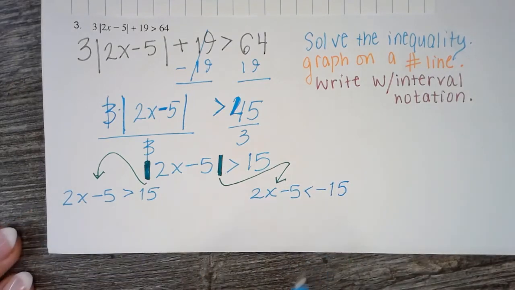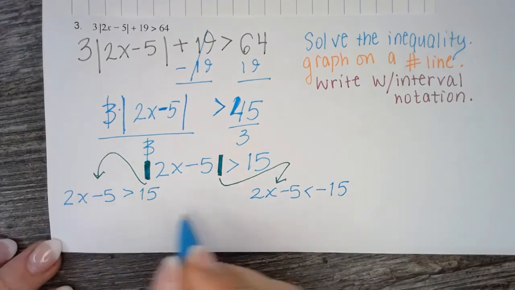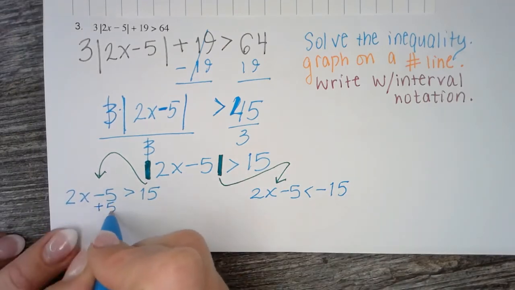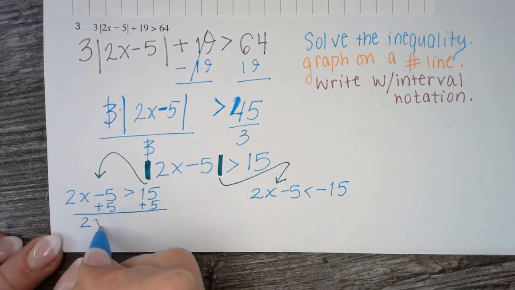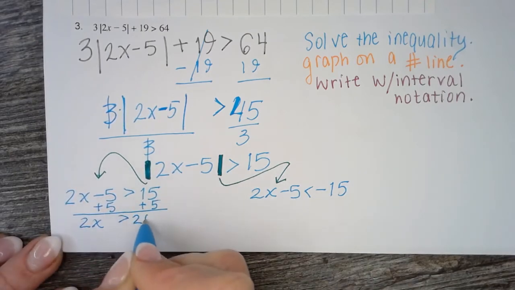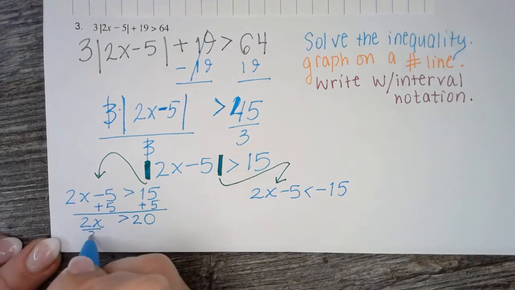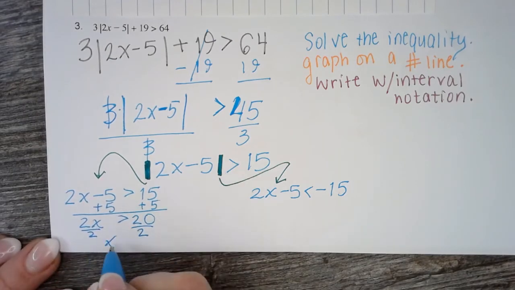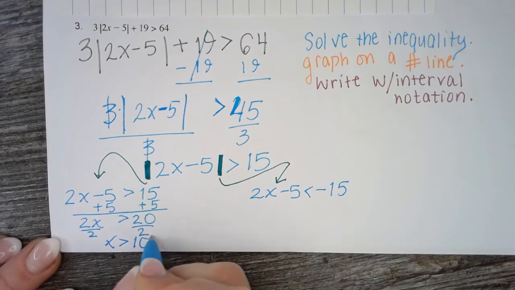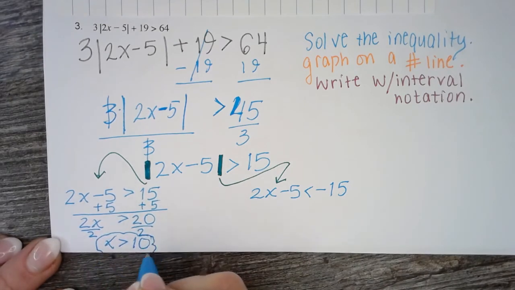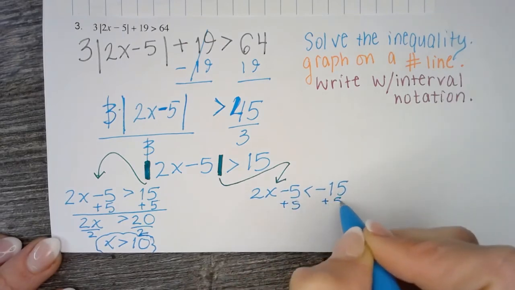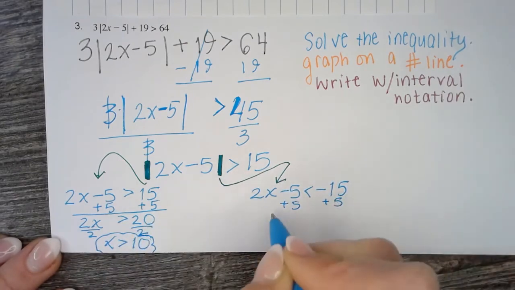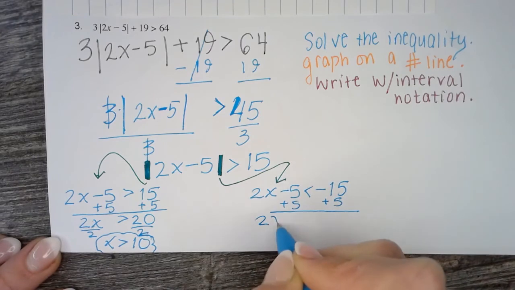Gone over this in other videos and in class, so make sure you're doing this correctly. Now all we do is solve each of these, add 5, and honestly you're going to do the same thing there in a moment. That gives me 2x is greater than 20, divide by 2, and we are left with x is greater than 10, little squash, sorry, and here, add 5, add 5. I know this is 20, that is not negative 20. Think about things before you write them down.